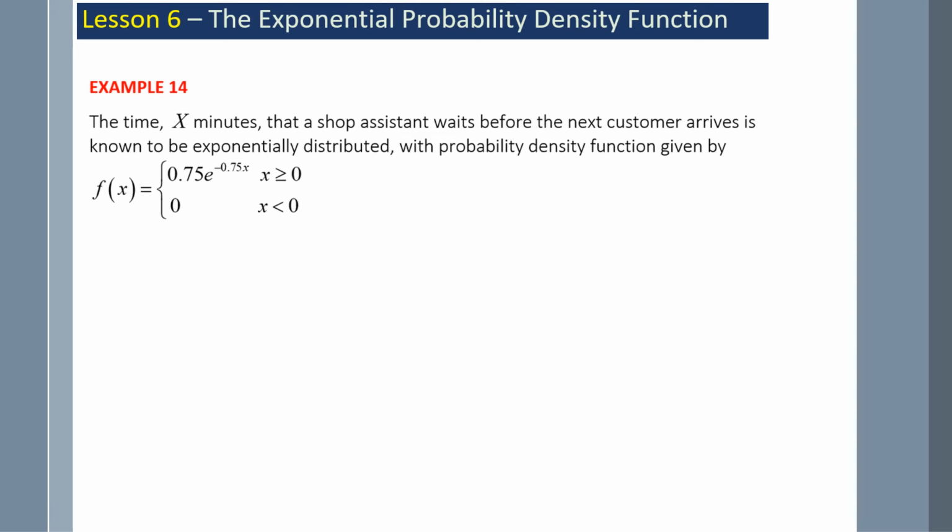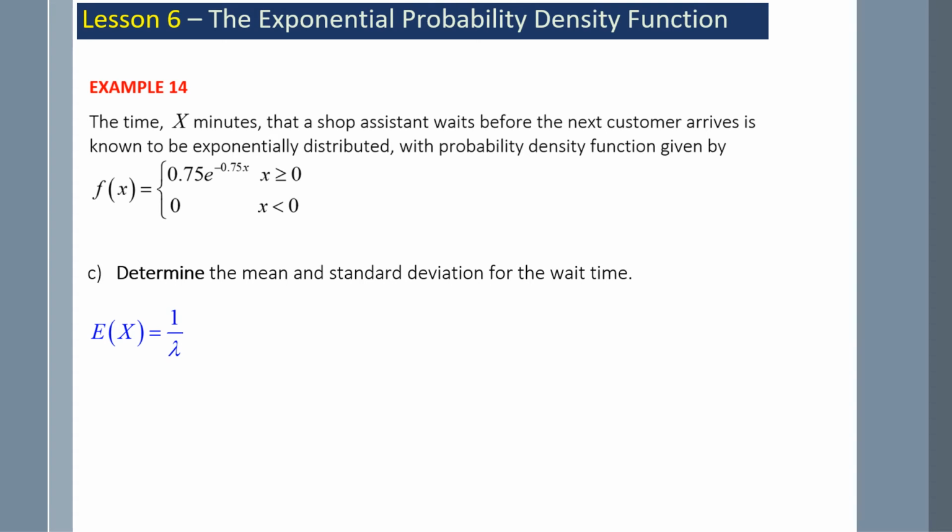So example 14. The time X minutes that a shop assistant waits before the next customer arrives is known to be exponentially distributed. The probability density function is given by the following. So it's a continuation of our previous example, but now I've got question C. Determine the mean and standard deviation for the wait time.